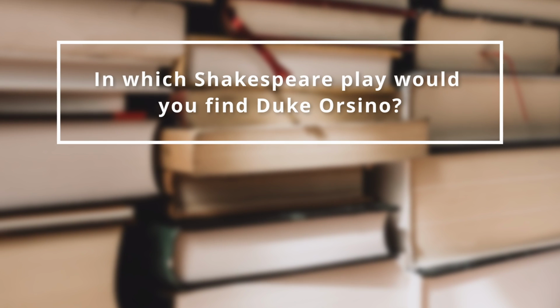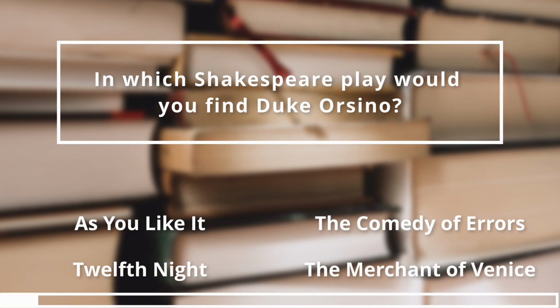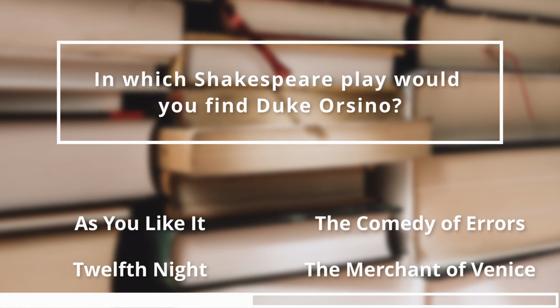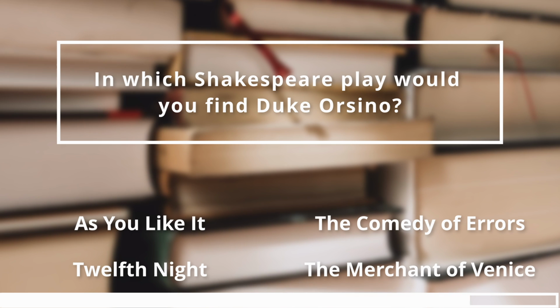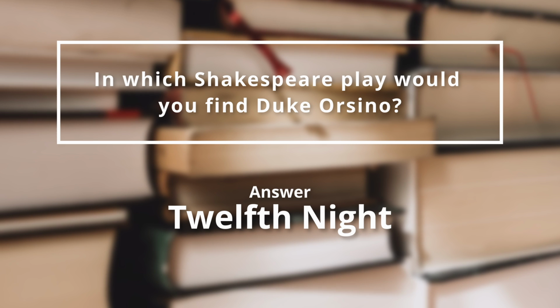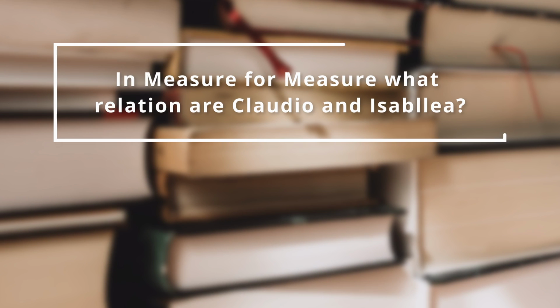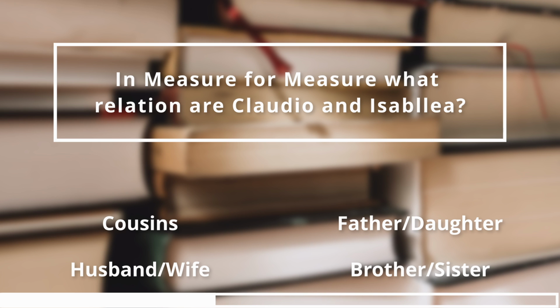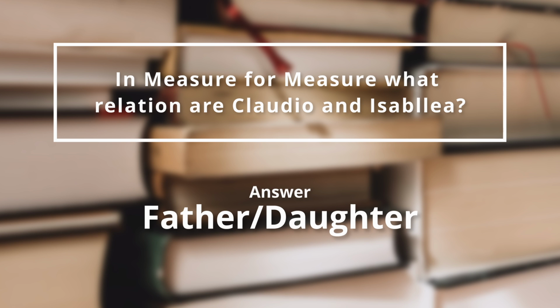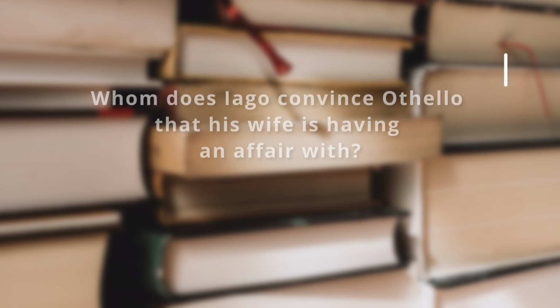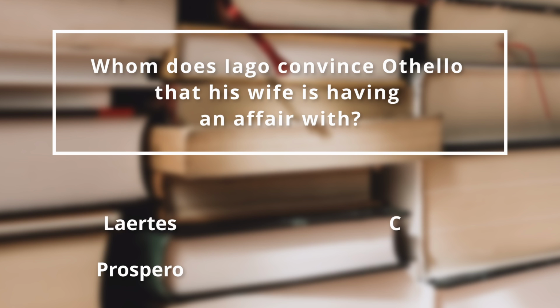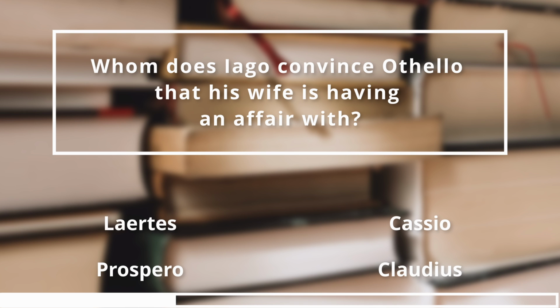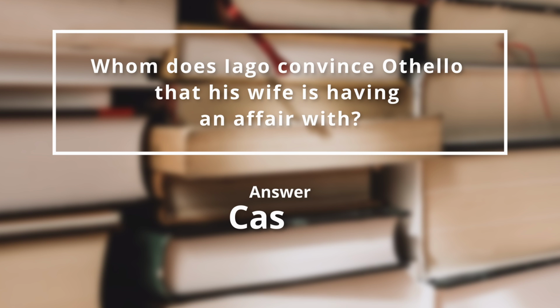In which Shakespeare play would you find Duke or T. In Measure for Measure, what relation are Claudio and Isabella? Whom does Iago convince Othello that is C.